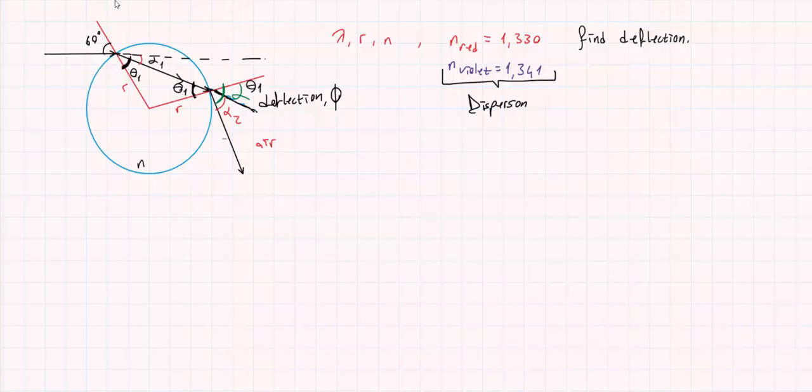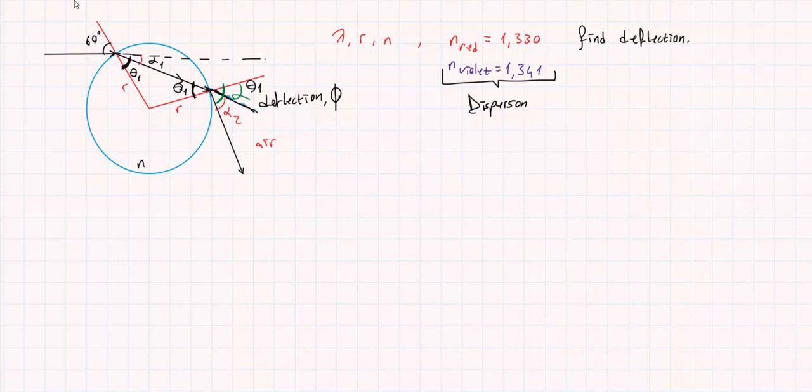Now let's look at this problem. In this problem, as you can see, we have a spherical raindrop with radius r, and we have light incident from air that strikes this raindrop and creates a 60 degree angle of incidence.